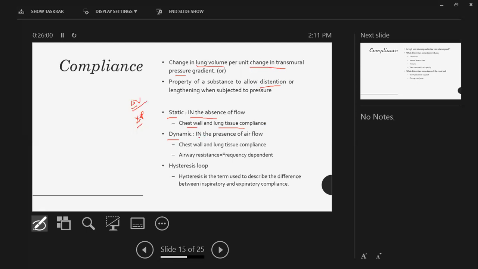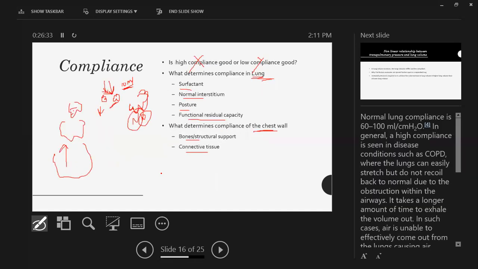Dynamic compliance is measured in the presence of airflow, and this airflow is dependent upon airway resistance also. Airway resistance is again frequency dependent. We discussed it in the last class: a laminar flow will have a resistance inversely proportional to the fourth power of radius, whereas a turbulent flow will have the resistance inversely proportional to the fifth power of radius. This is bad; we do not want that to happen. So that is about compliance.